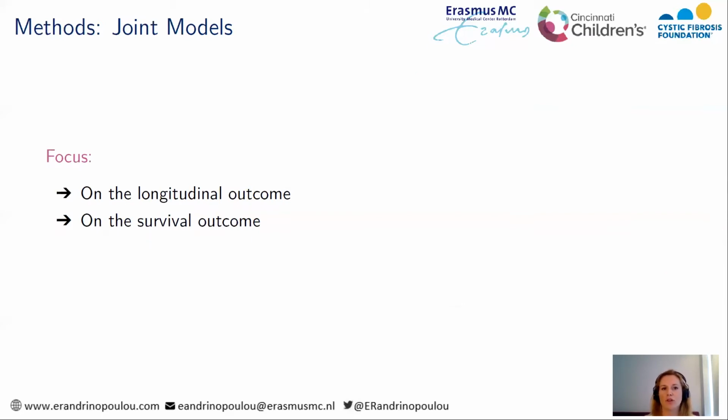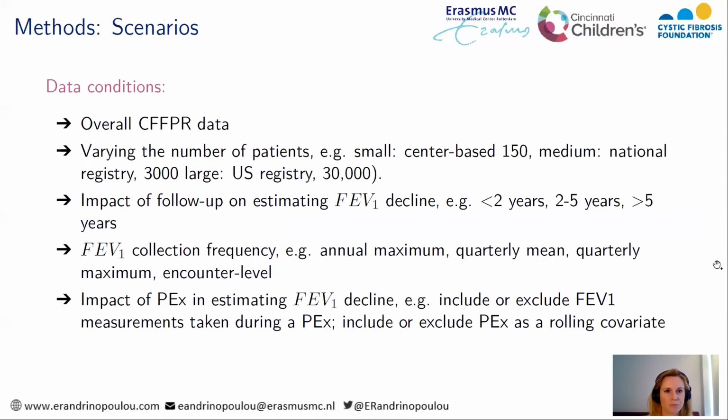So if the focus is on the longitudinal outcome, we actually want to investigate the evolution over time of our longitudinal outcome while accounting for possible dropout. And on the other hand, when the focus is on the survival outcome, we want to investigate the association between a time-dependent covariate measured with error, such as FEV1, with the survival outcome.